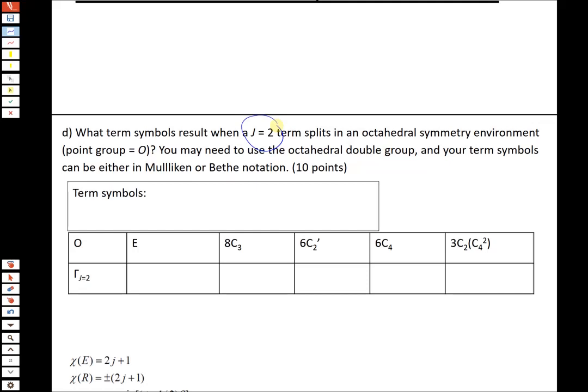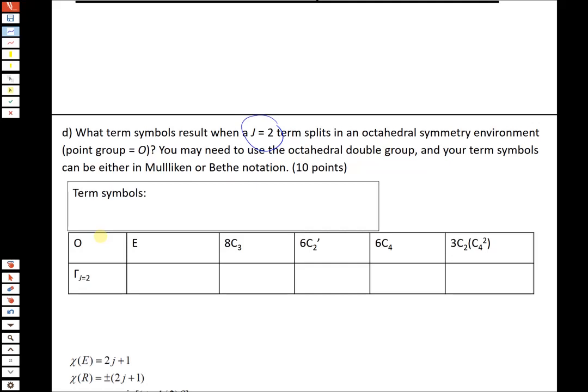So we said we may need to use the octahedral double group, but remember that the double group is only needed for half integer J values. J equals 2 is not half integer, it's an integer value. So for J equals 2, we can just use the regular O character table. We don't have to go to the double group. If you went to the double group, you'd still get the same answer, it's just more work.